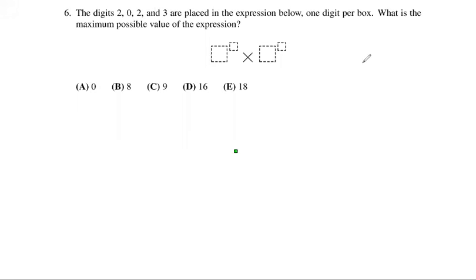Okay, this is number 6 on the 2023 MC8. We are given 4 digits placed in one of these 4 spots, one digit per box. What is the maximum possible value of this expression?